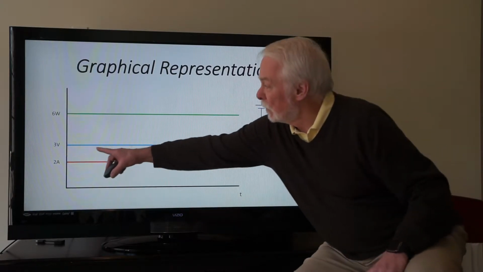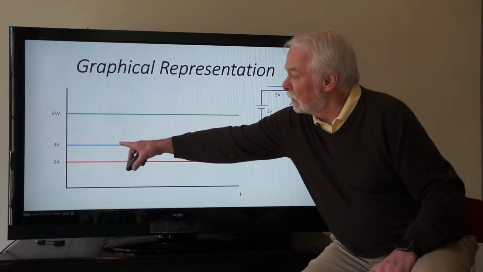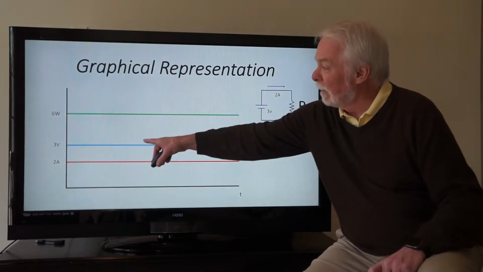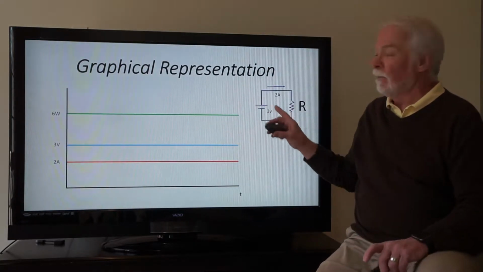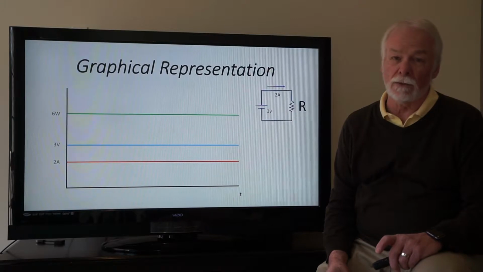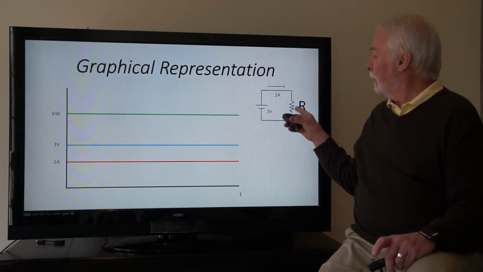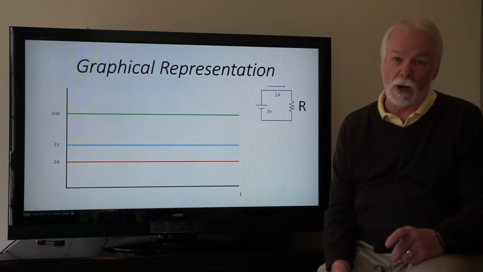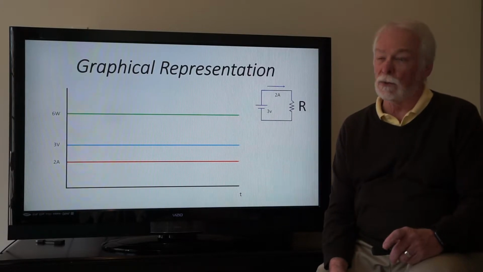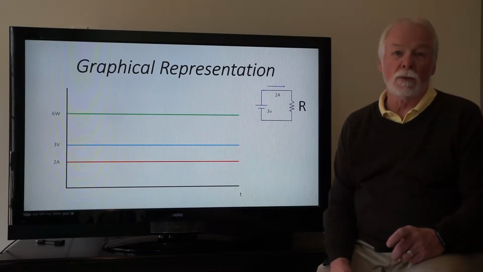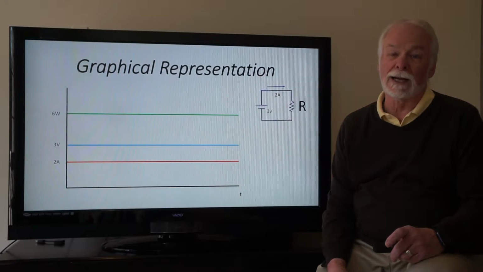So to pick on volts, at any point in time, starting at our 0 point and following our elapsed time, the voltage from the battery is a constant 3 volts. The resistor is fixed, so our amperage draw is a constant 2. And because of that, when we multiply the 2 together, we'll get a constant 6 watts.